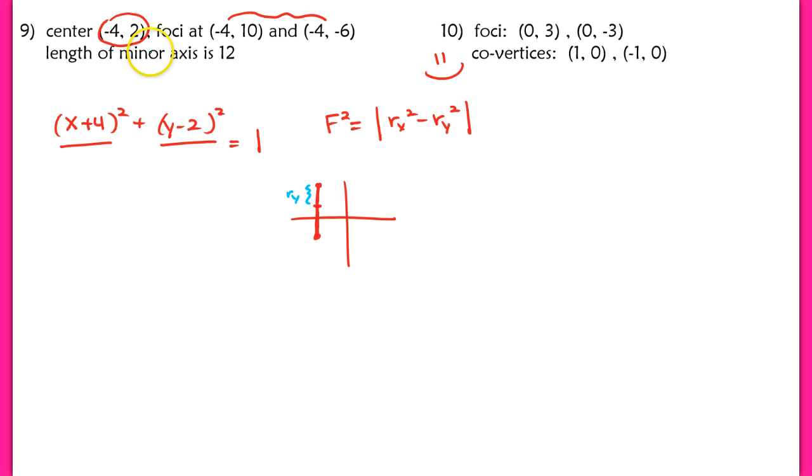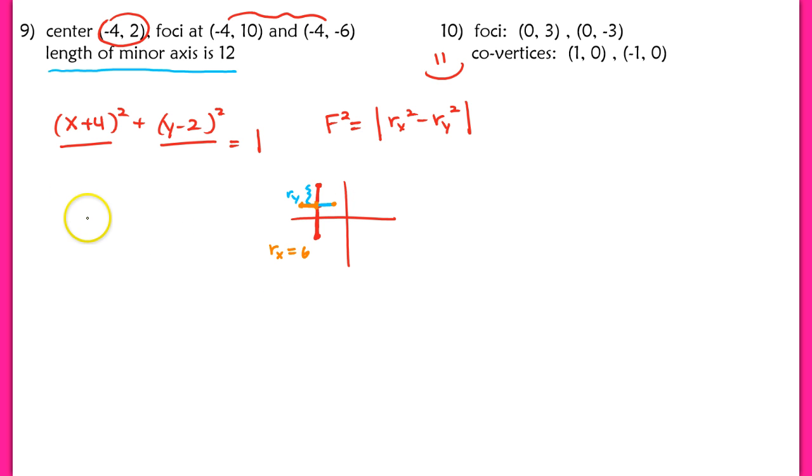Okay, now here they say that the length of your minor axis is 12. So if we think about that, that minor axis has to go across in the x direction, right? And the entire length is going to be equal to 12, which means r sub x, because remember it's only half, r sub x is going to be 6. It's going to be exactly half of that entire length of the minor axis.